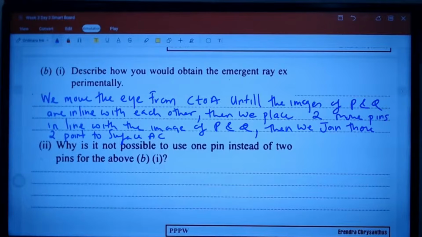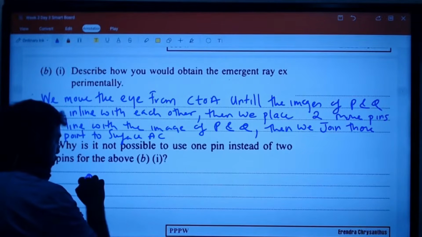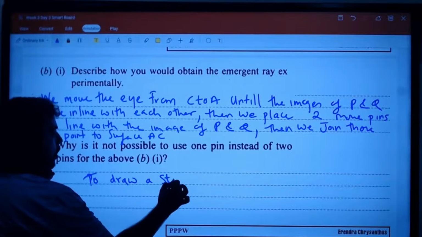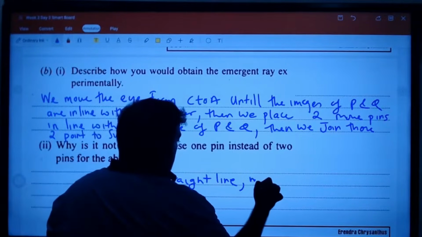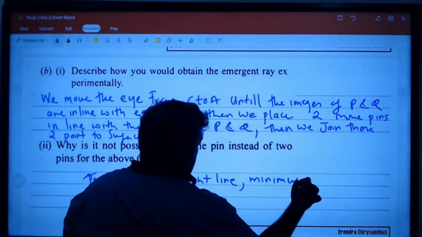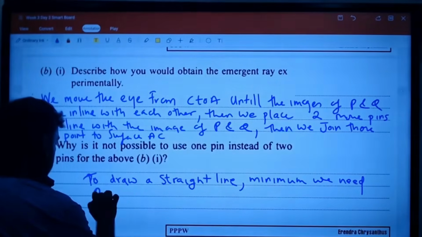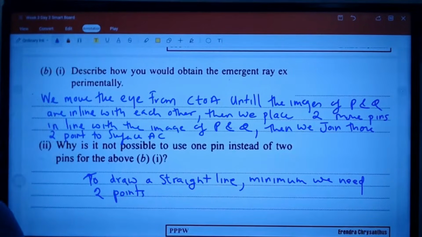Why is it not possible to use 1 pin instead of 2 pins? It's a basic geometry question. To draw a straight line, minimum we need 2 points.